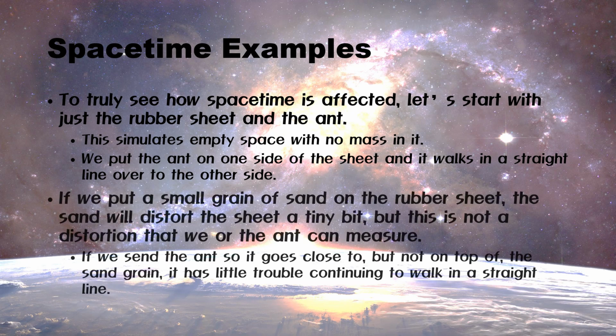If we put a small grain of sand on the rubber sheet, the sand will distort that sheet just a tiny bit, but this is a distortion that neither we nor the ant can measure. If we send the ant so it goes close to but not on top of the sand grain, it has a little trouble continuing to walk in a straight line.